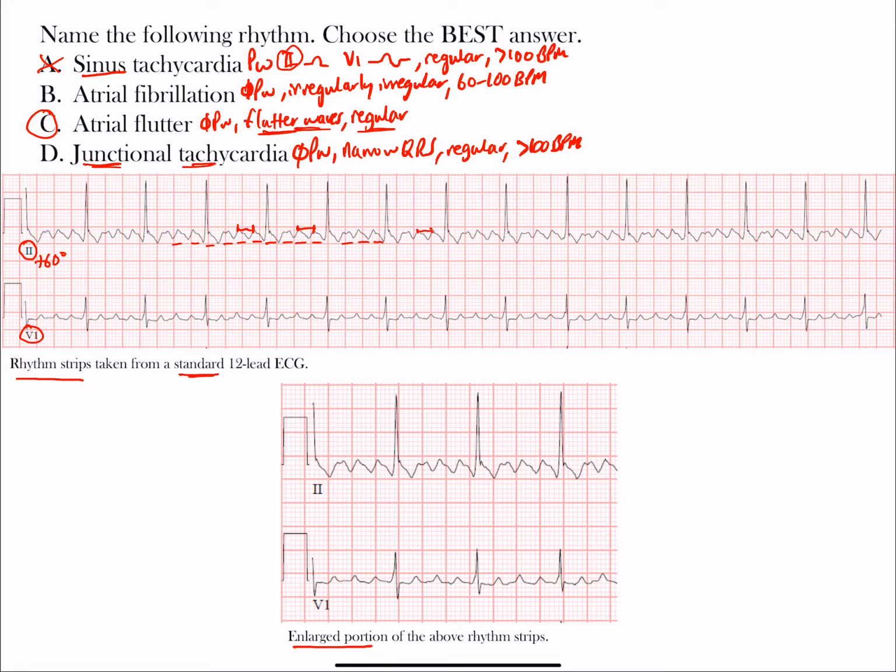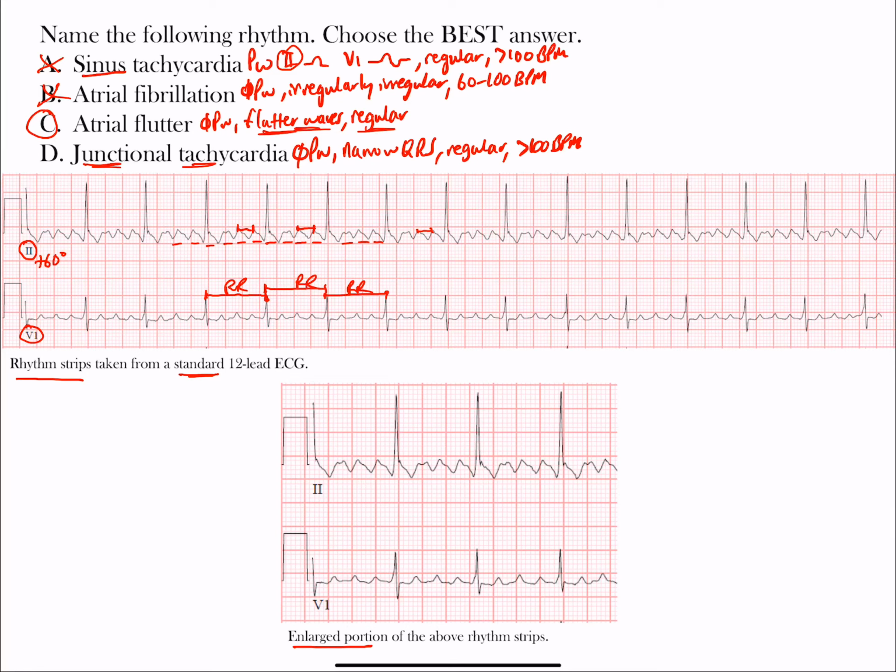It's not atrial fibrillation because clearly if you look at the QRS complexes, from one R wave to the next, this is our R to R interval, you measure it to the next one, you would see that these are relatively the same. So this is not an irregular rhythm. So that's one thing to keep. This is not atrial fibrillation. And it's not a junctional tachycardia because you actually see those flutter waves.